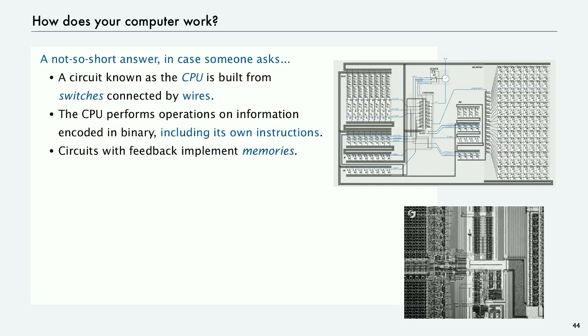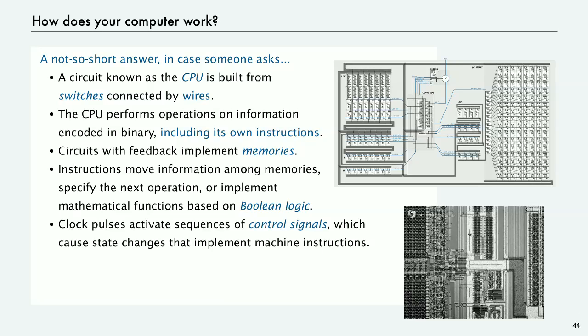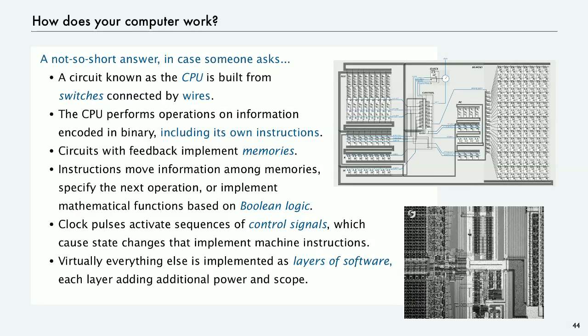Circuits that have feedback we use to implement memories, tiny circuits, tiny elements making big circuits. And what instructions do is move information among the memories, specify operations, or implement mathematical functions like add and and that are based on Boolean logic. And it all works because of clock pulses, regular clock pulses that activate sequences of control signals that cause the state changes that implement the machine instructions.